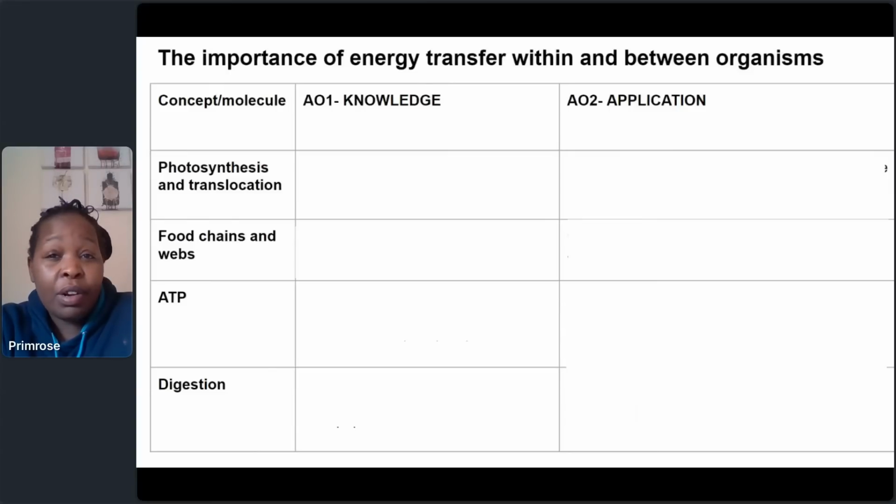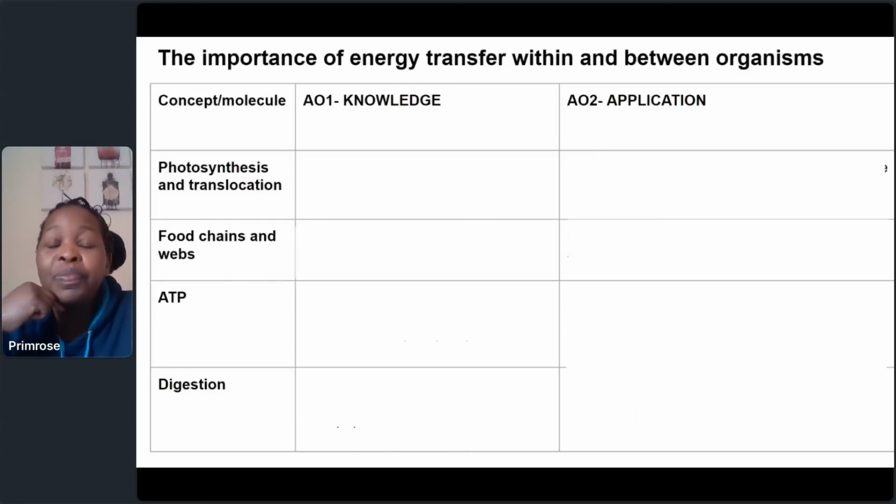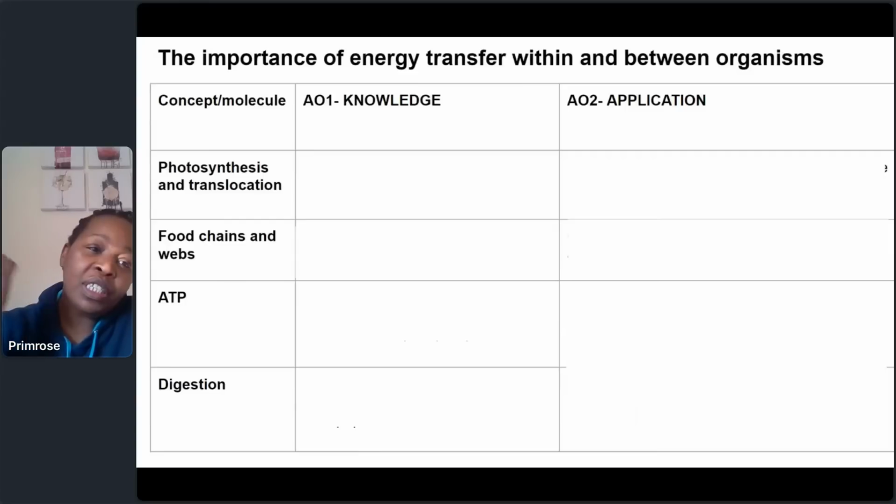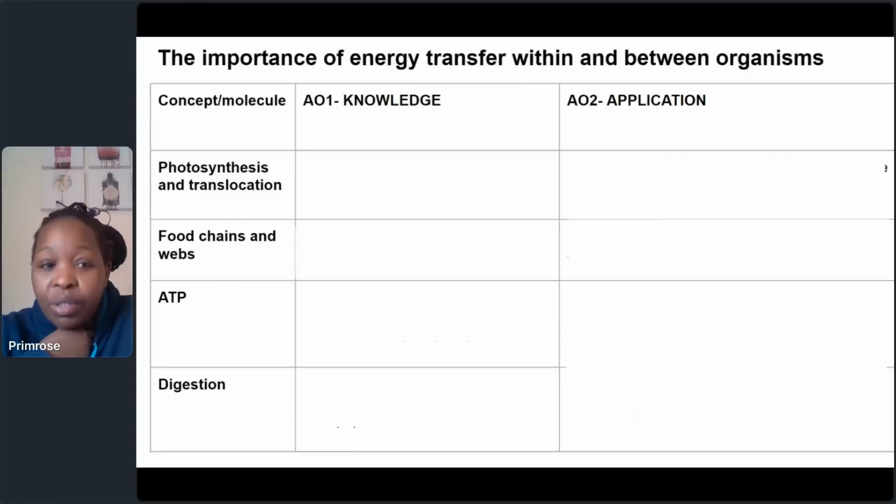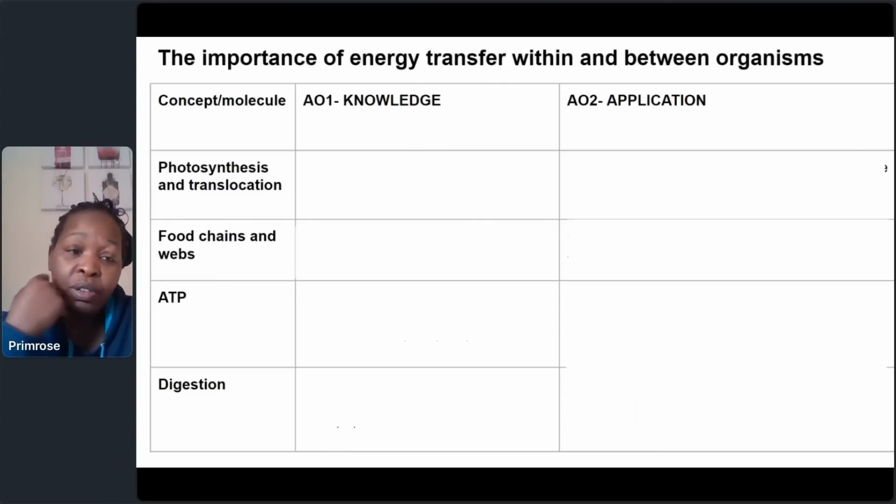Now, read that question. There's two parts. So within an organism, so where does energy transfer happen within the organism? And then between organisms, where's the energy transfer happening between organisms? So some examples of topics that you could include are details of photosynthesis, details of translocation. You could also include transpiration, which involves evaporation and conduction of thermal energy. You could then include details on food chains and food webs, and you could mention heterotrophs and autotrophs.